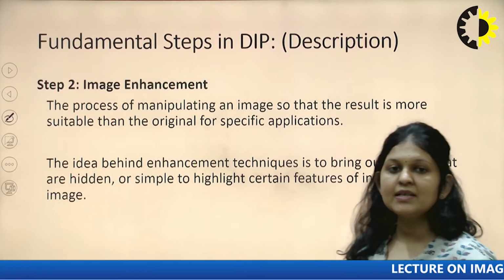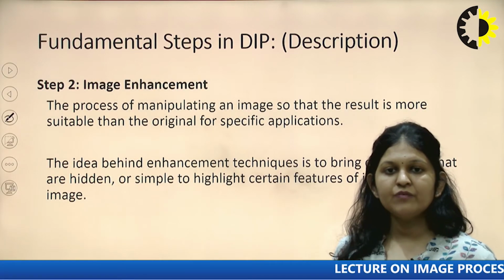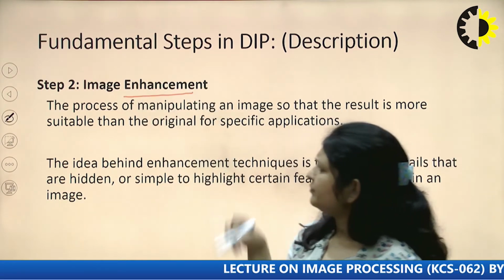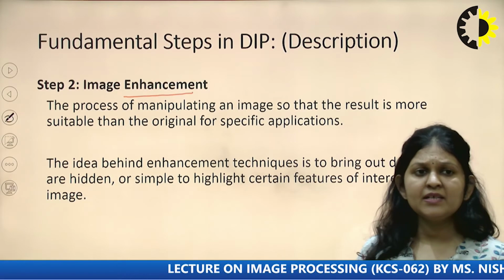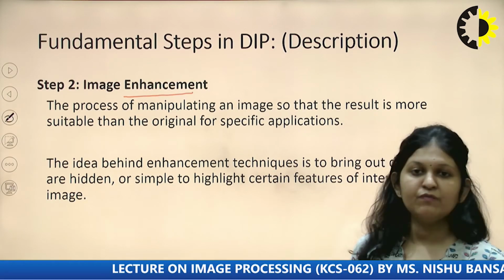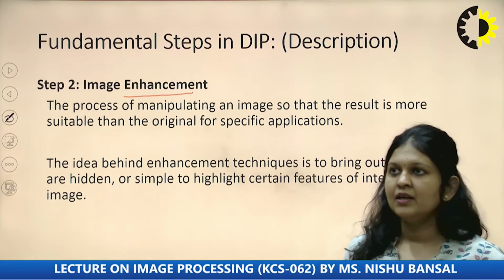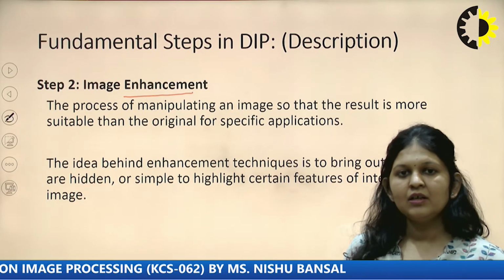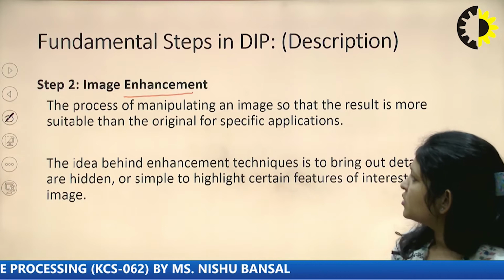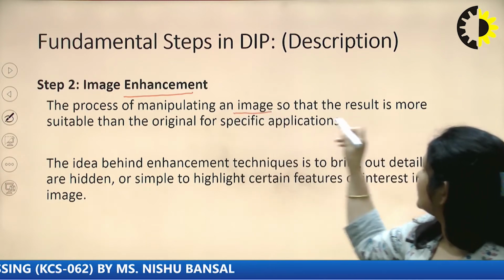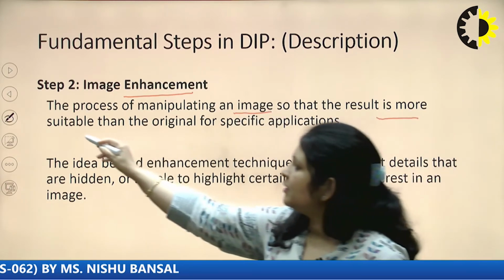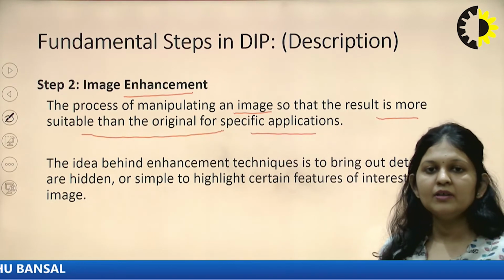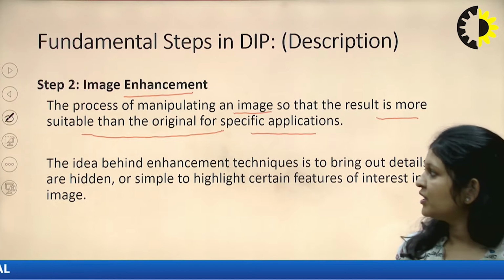Then the second step that we use after we get the digital image is image enhancement. Enhancement is a very important step when we work in image processing. It's like a pre-processing of the images that we get after acquiring them through the cameras. So we manipulate an image so that the result is more suitable than the original for a specific application. Depending upon the application requirement, we convert it into a suitable form.